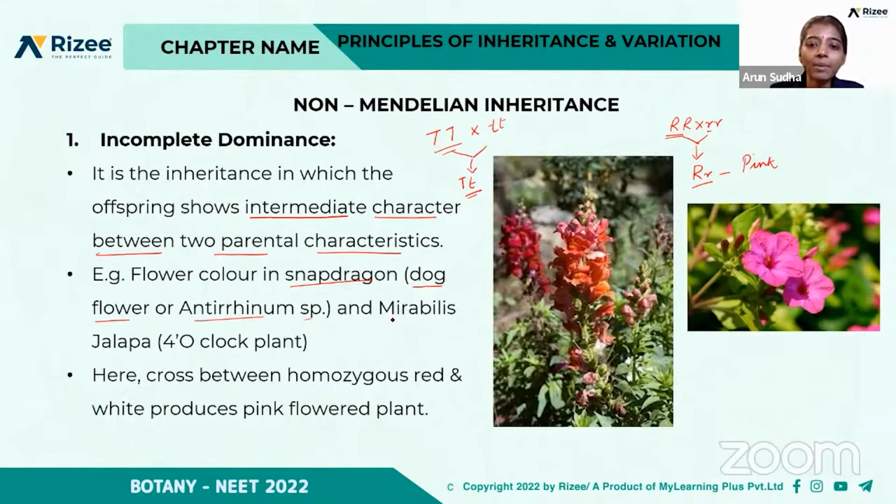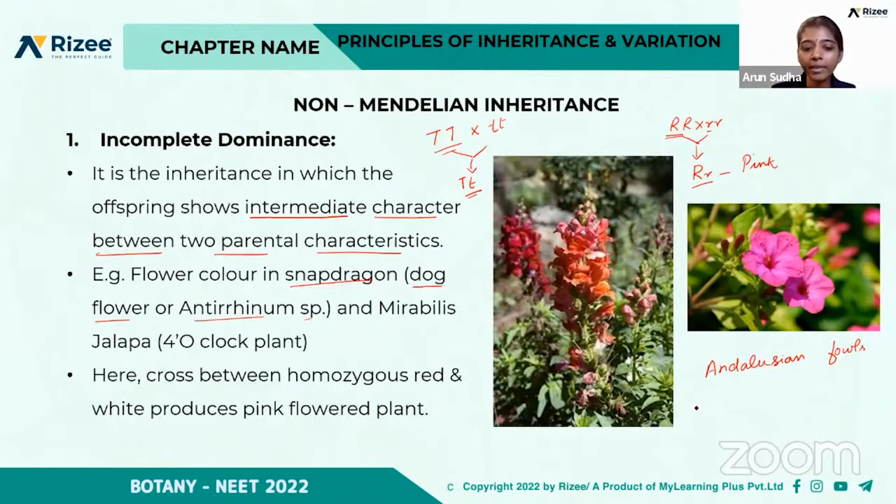Another example is Mirabilis jalapa, also called the four o'clock plant. So these two are examples, and it is also observed in animals. For example, Andalusian fowls are an example of incomplete dominance.